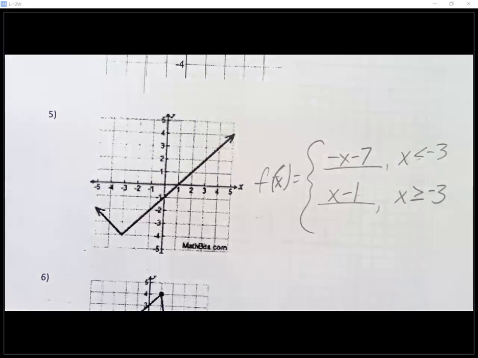Was that so bad? No. Should we try a few more of the absolute value ones? I thought you'd never ask. So while I'm handing out the next sheet, try 6 and 7 real quick.